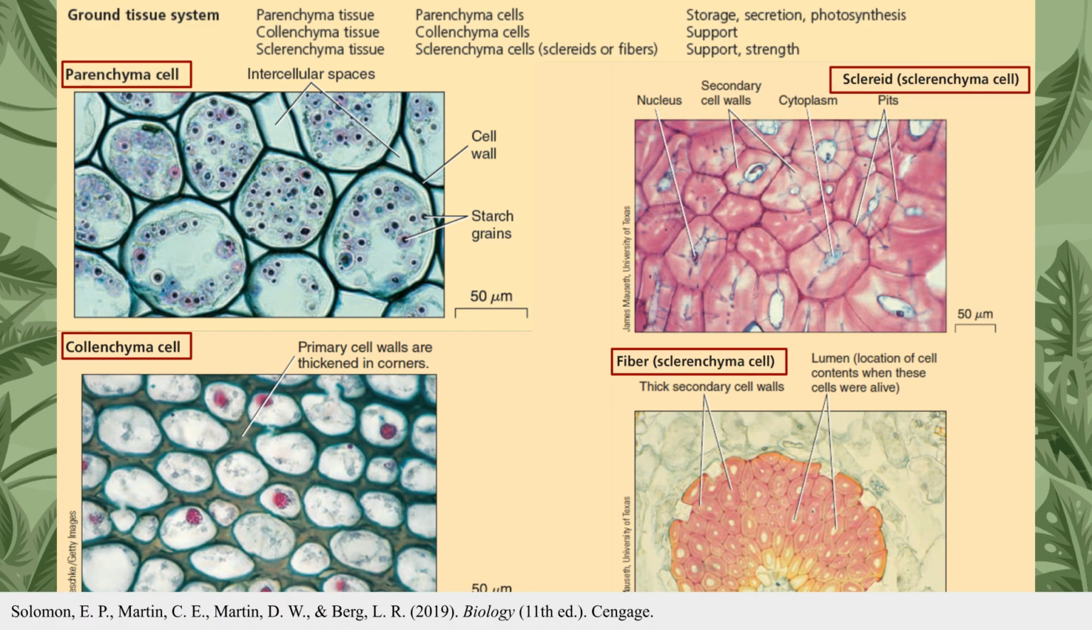Collenchyma cells have unevenly thickened cell walls, especially at the corners. They provide flexible support to growing regions such as stems and leaf veins. Sclerenchyma cells have thick, lignified secondary cell walls and are usually dead at maturity. They provide strength and rigidity. Examples include fibers and sclerids.